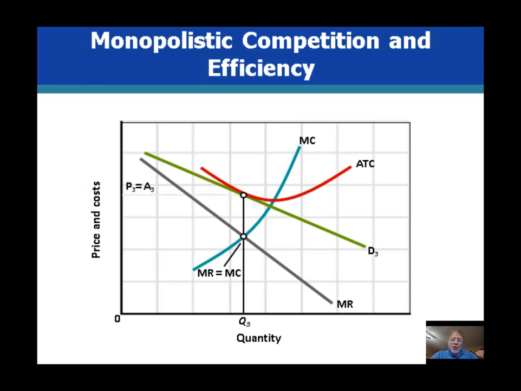You'll notice that the production quantity is not the quantity that would be at the minimum point of the average total cost curve. A monopolistically competitive firm is actually producing less quantity than would be at the efficient scale. And they're also producing it at a slightly higher price. And so there are inefficiencies within the monopolistically competitive industries. If you haven't written this graph down yet, please take a moment, pause the tape, and draw out the graph.